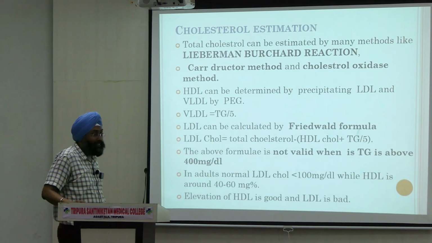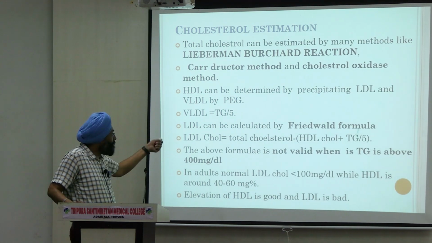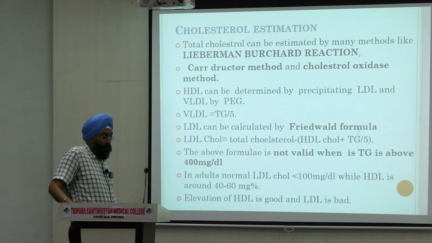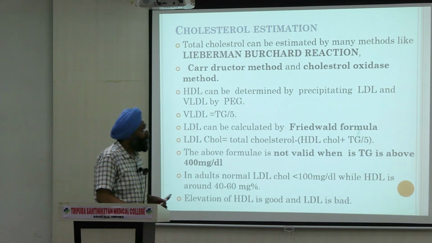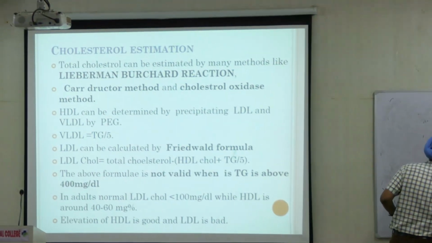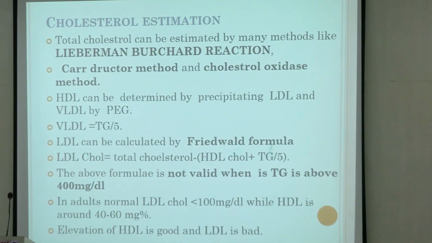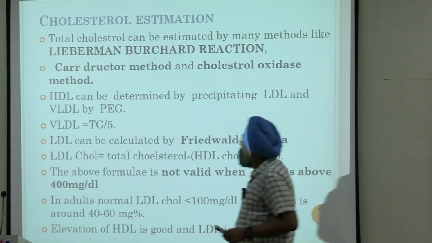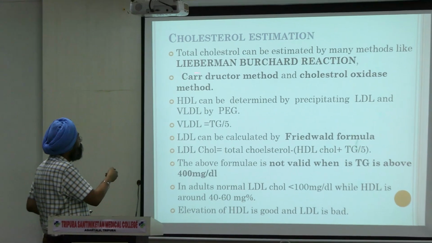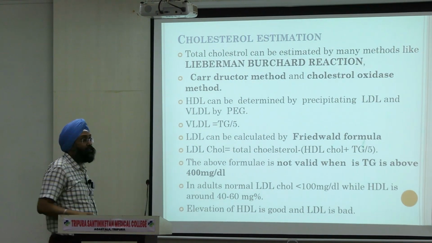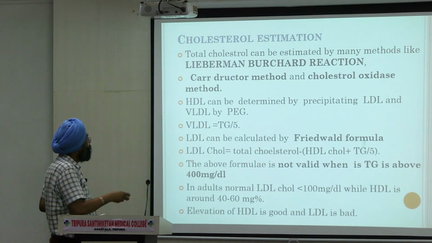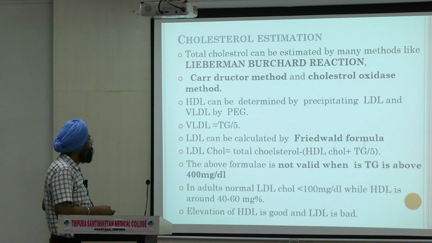And how will you do estimation? You had discussed this reaction, how to calculate in the practicals. I will try to revise in a short time. The names of the methods are the Liebermann-Burchard reaction, the Zak-Drucker method, and one is the cholesterol oxidase method, right? And HDL can be determined by a reaction, which I will tell you.